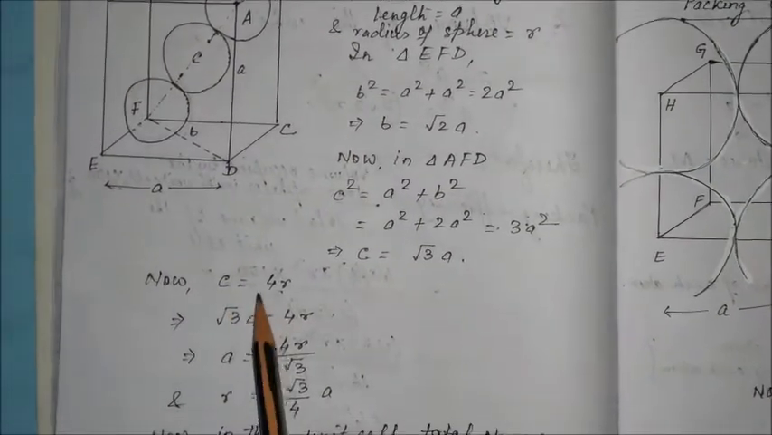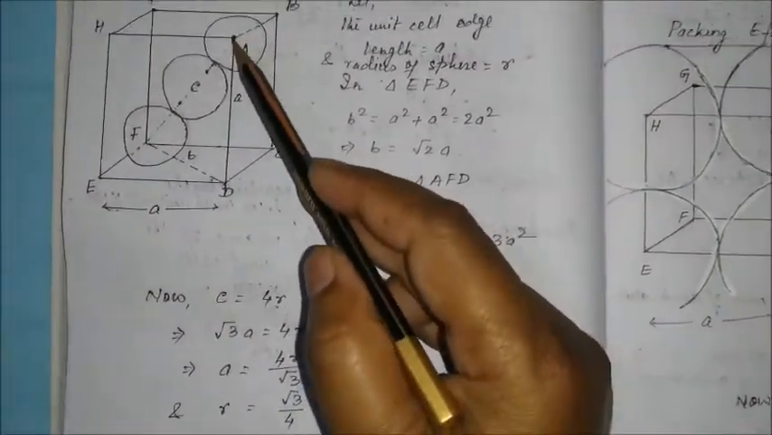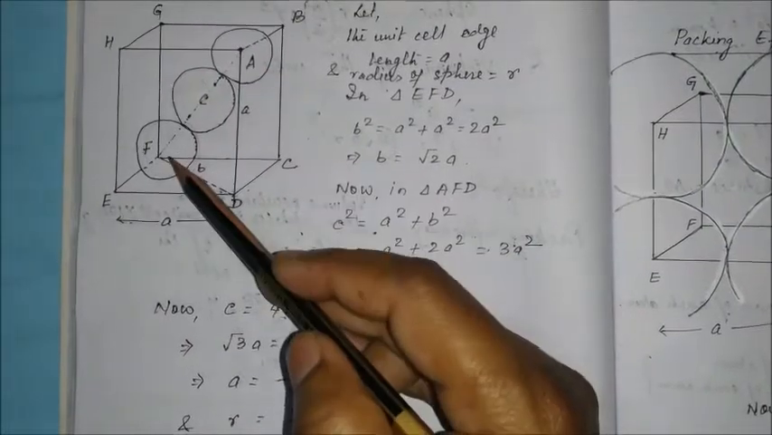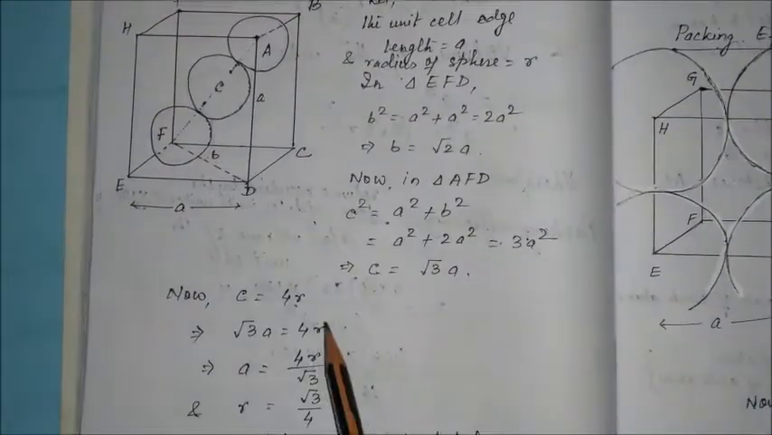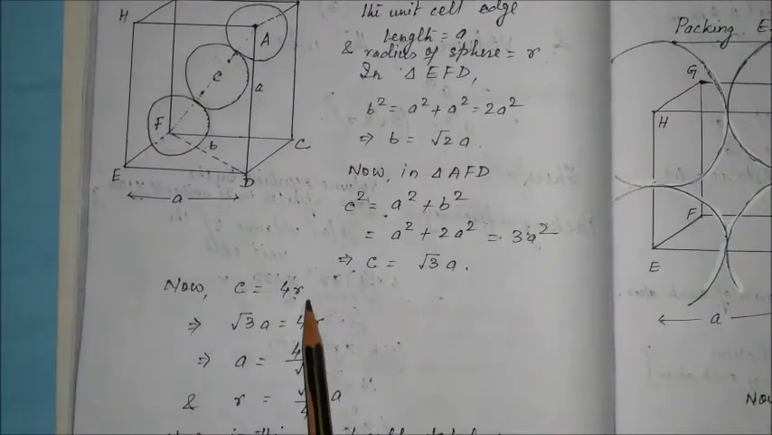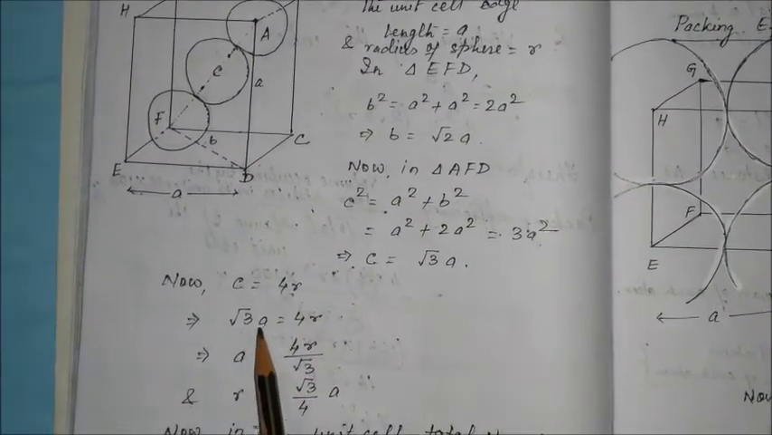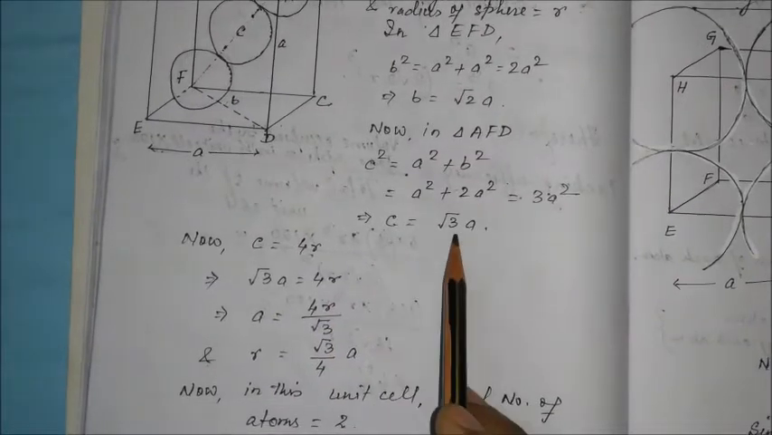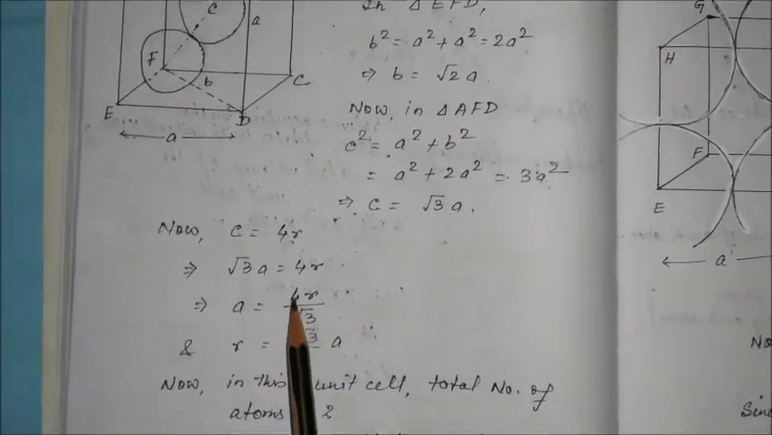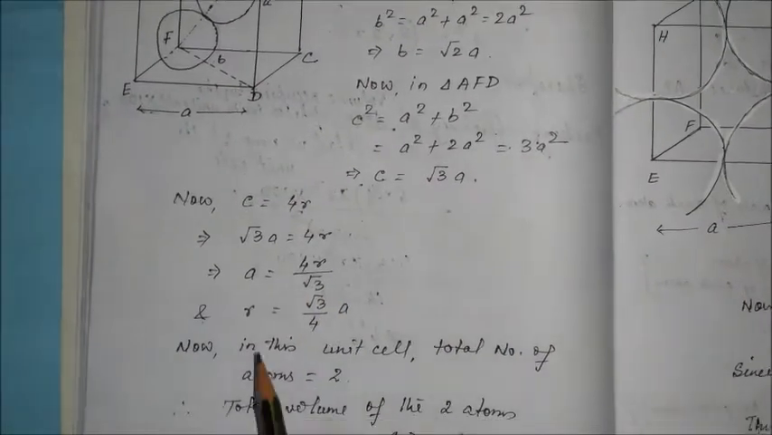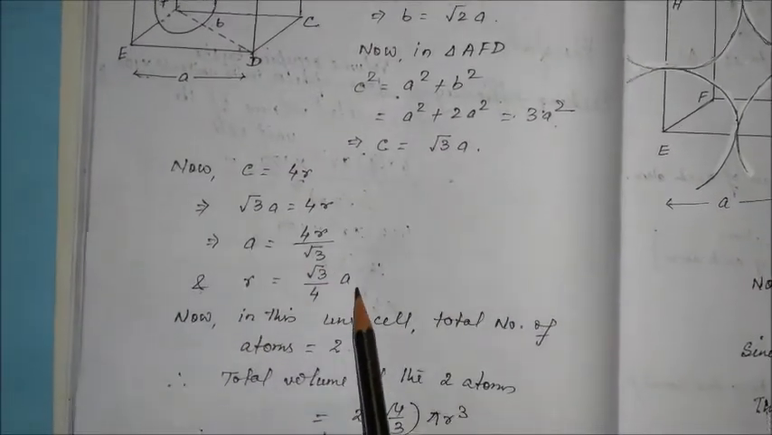Now c is equal to 4r, where r is the radius of each sphere. Therefore root 3 a is equal to 4r, and hence a is equal to 4r by root 3, and therefore r is equal to root 3 by 4 a.